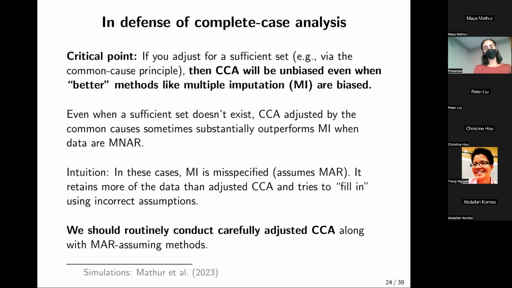So that's interesting. And so, I think it makes sense, at least by default, to conduct both types of analyses. Try to conduct a sufficiently adjusted complete case analysis, try to conduct something like multiple imputation or IPW, and compare the results. Don't necessarily assume that if there's a difference, it indicts the complete case analysis. It could be the multiple imputation that's off.